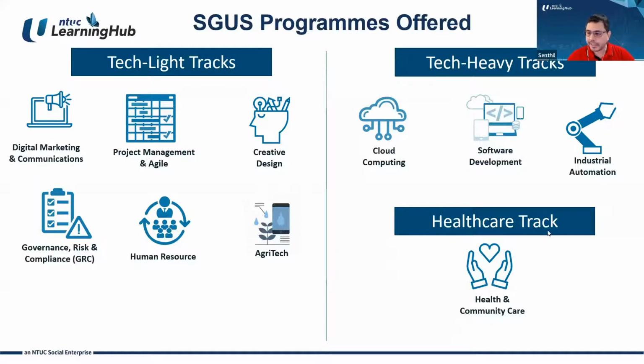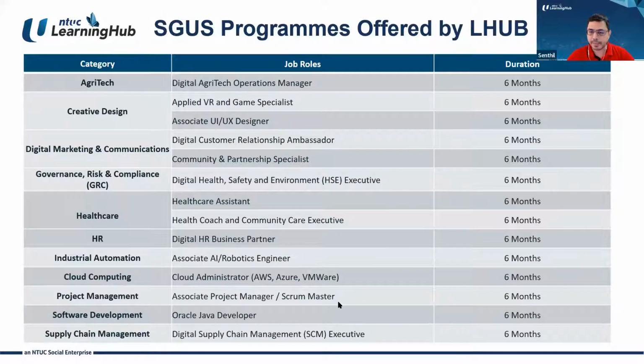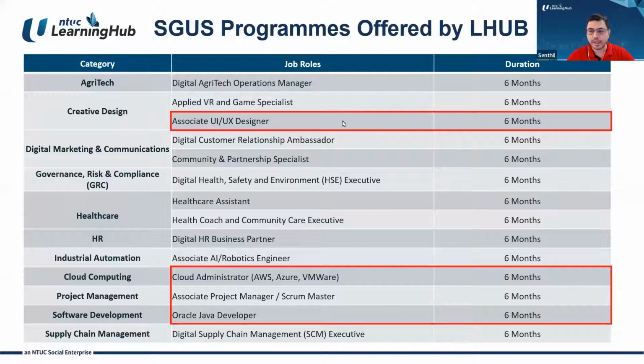The third track that we have is the healthcare track. Here we have a couple of programs in the area of health and community care. While we have 15 different programs, today we are not going to cover all of them. We are only going to look at these 4 tracks: project management, creative design, cloud computing, and software development. Here is the listing of the 15 tracks that I mentioned. If you want to know more about these programs, you can visit our website. But again, today we are only going to talk about these 4 roles that I have highlighted in red. All these programs are 6 months long.